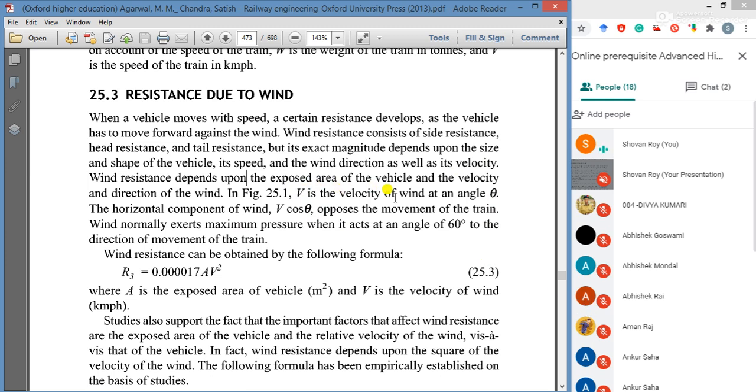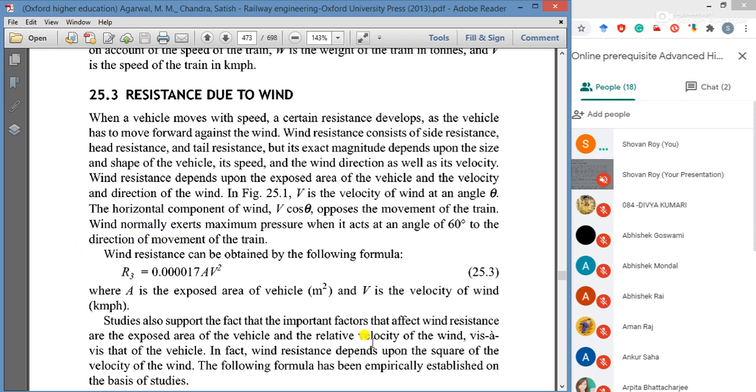So V is the velocity of wind at angle theta. The horizontal component of wind, V cos theta, in this x direction, opposes the movement of the train. Wind normally exerts maximum pressure when it acts at an angle of 60 degrees. This may be an MCQ question. When wind exerts maximum pressure, it may be an MCQ question. So wind normally exerts maximum pressure when it acts at an angle of 60 degrees to the direction of movement of the train.